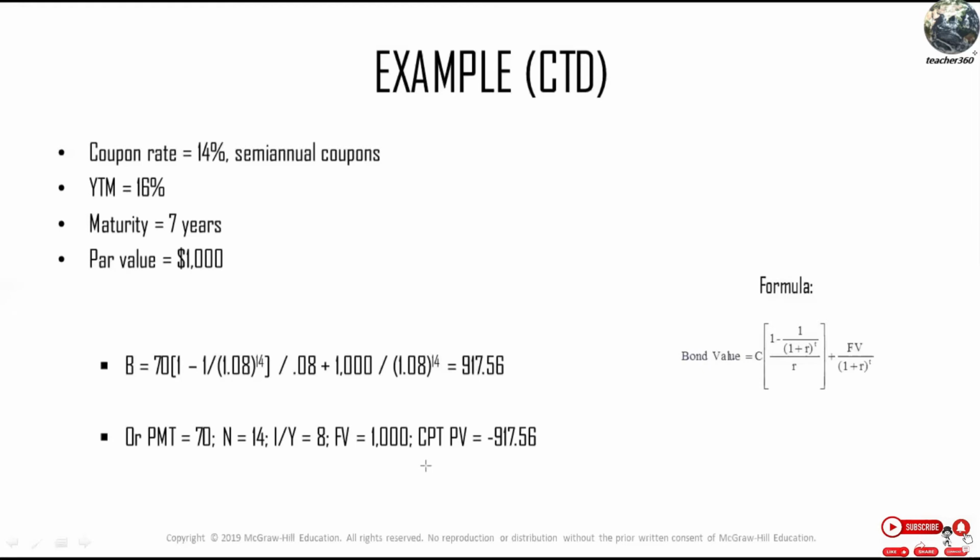Here you can see that your bond price is 917.56, but your par value is 1,000. We have already learned that when bond price is less than par value, it is called a discount bond. So here the investor's capital gain is the difference between par value and bond price. They will also receive $70 coupon payments in each period.